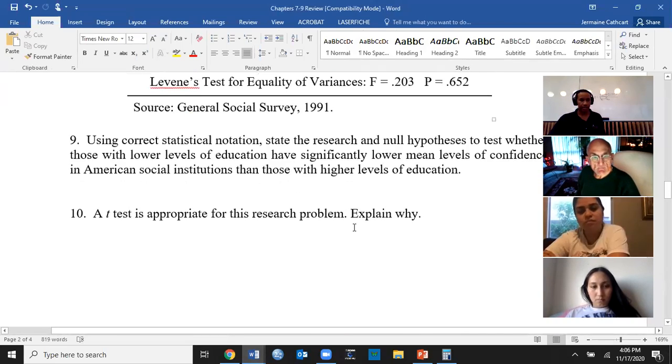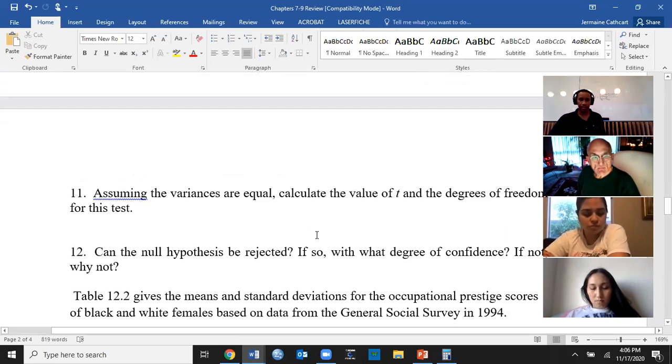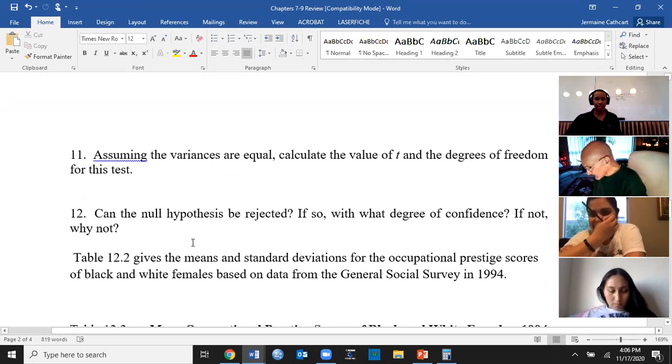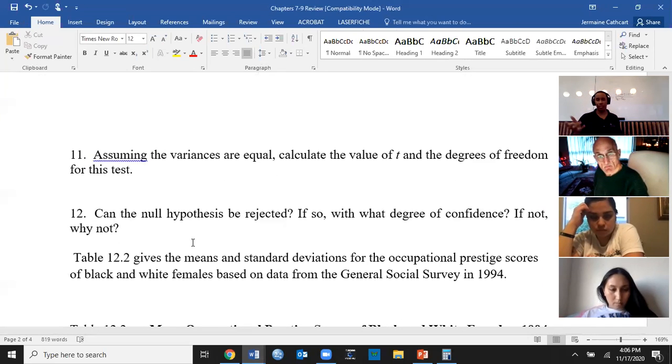Okay, so having said that, we'll take a look at number 11. So we calculate the t for a two-sample t-test. And then based upon the t, can the null hypothesis be rejected? And if so, with what degree of confidence? Or when it says with what degree of confidence, it means at what alpha level? And if not, why not? So how are we going to determine whether or not we can reject or fail to reject the null hypothesis?